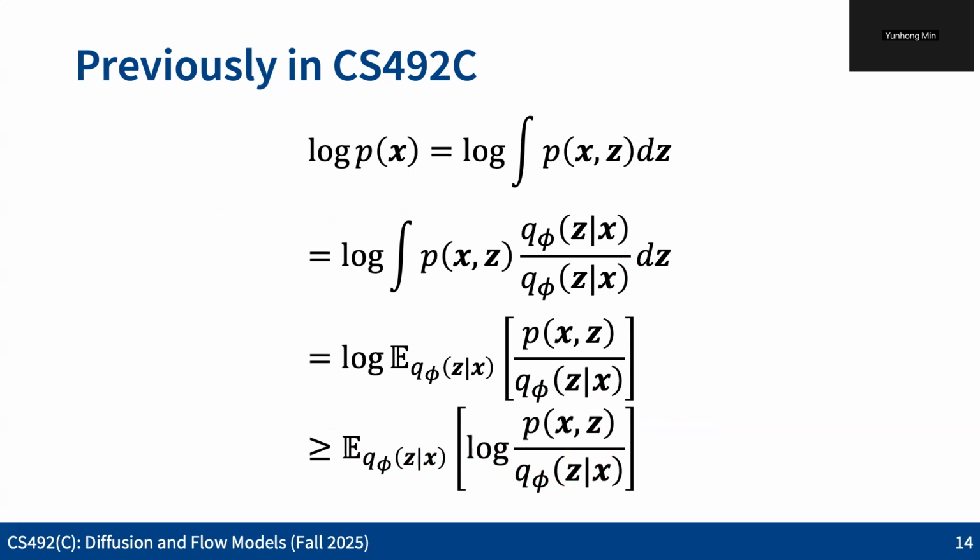From the fact that the log is a concave function, from Jensen's inequality that we saw last time, we can see that these two have this inequality relationship. So from these four lines, we can easily see that this becomes the lower bound for the log probability that we are going to compute.